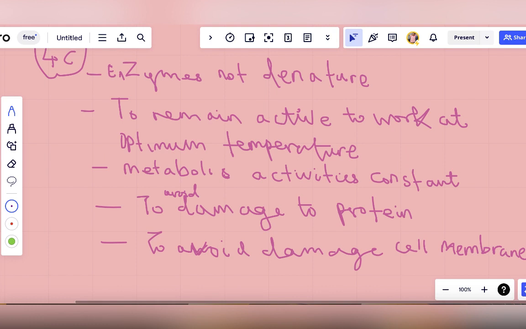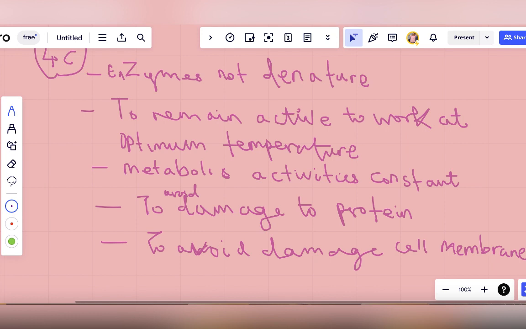It will damage the metabolic activities and they will not be happening at the constant rate that they are supposed to, like digestion, respiration, circulation of blood in your body. All these are metabolic activities in the body, and we keep this constant to avoid damage to protein, to avoid damage to the membrane, and to the heart, to avoid heart attack, stroke, hyperthermia. Overheating of the body is very important.